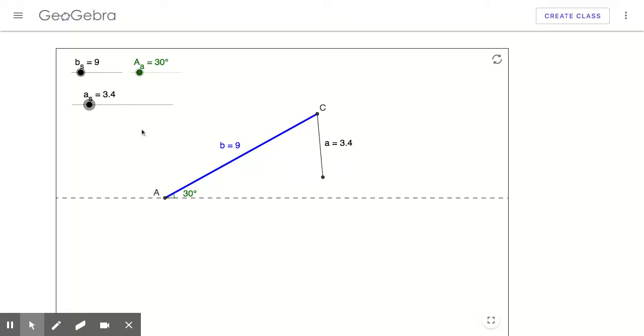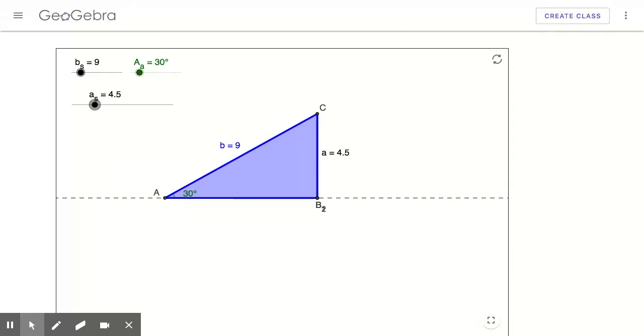So that's case 1. Now, case 2 is where it's just long enough that it touches, and there's no swinging involved. It touches and it creates a 90-degree angle.